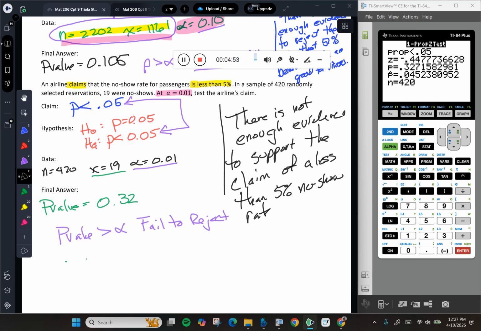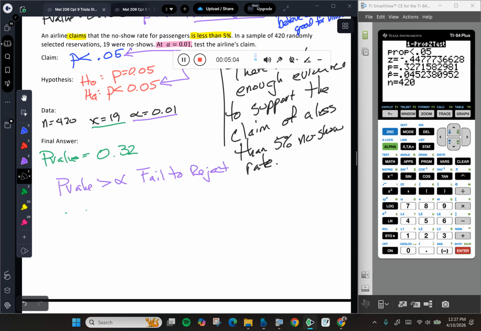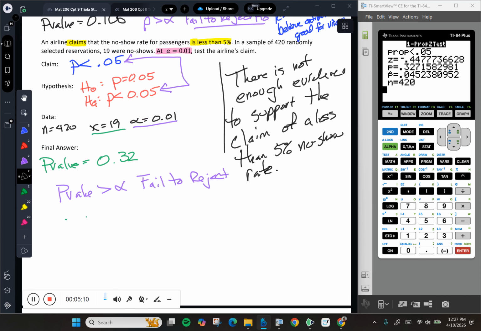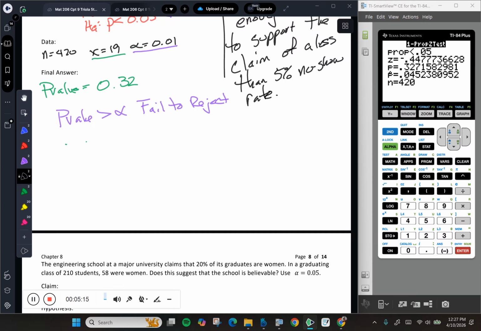Okay. Now, in the original setup, when I was talking about what we're doing in this session, I said we were going to do this with p-values, but I would also show you how to do this using cut scores and critical values. And I want to just talk about that with this problem right here.